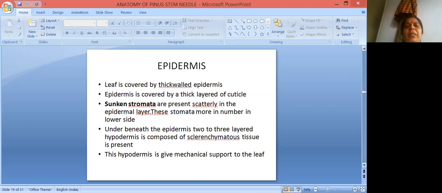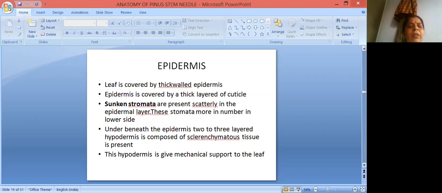So when we touch pinus needles, they are very pointed and sharp. Sometimes they cut our fingers due to the presence of the hypodermis with sclerenchymatous tissue. One more important thing, the hypodermal cells are present more in the corners than in other places. The hypodermis is present below the epidermis, in few layers, thick-walled and sclerenchymatous, and well developed at the corners or ridges.